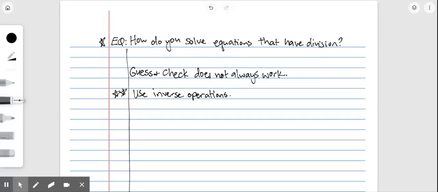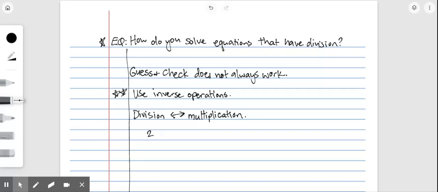If I have problems that have division, what is the inverse of division? Multiplication. Okay? Multiplication and division are inverses because they undo each other. If I've multiplied something by 3, I can divide it by 3 in order to invert it, or in order to do the opposite operation, okay? So what we're going to do is talk about multiplicative inverses.